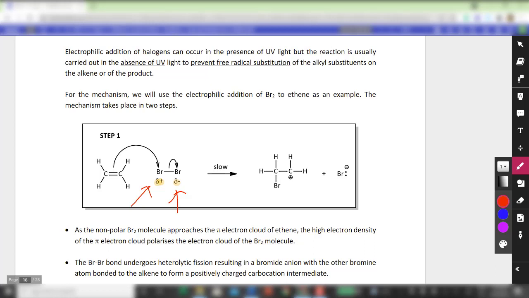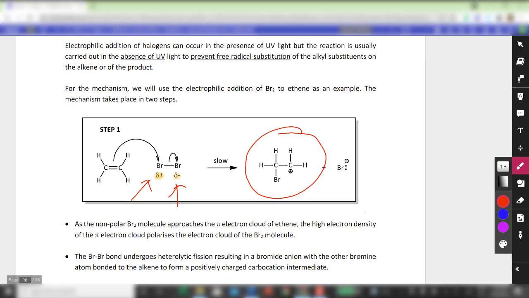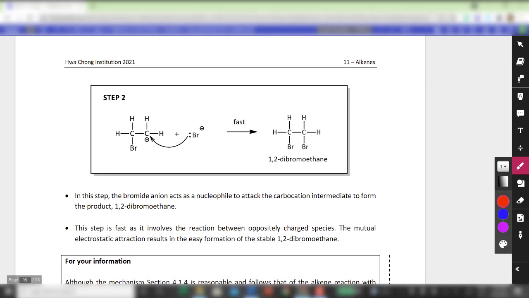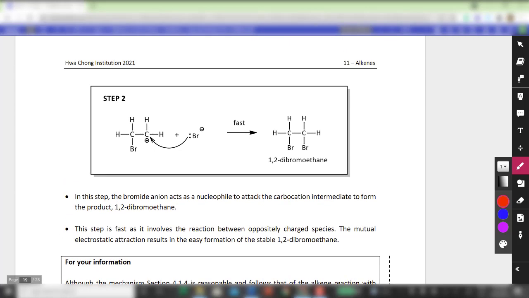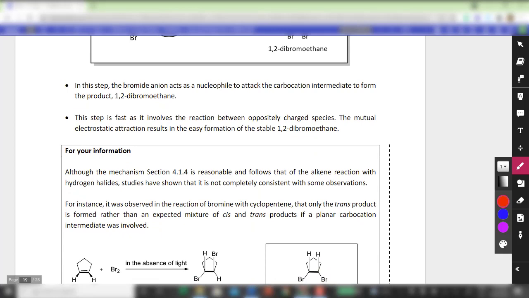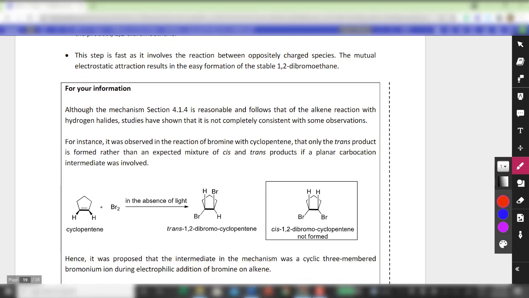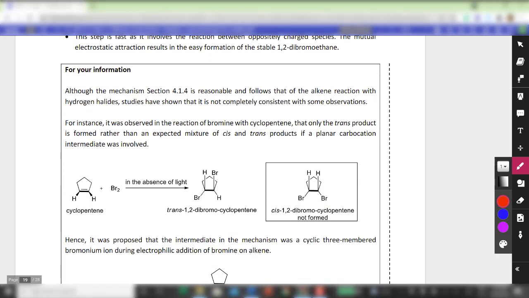Again, it will generate this carbocation. And then similarly, the fast step involves the bromide approaching the carbocationic carbon. Some of you might read a little bit more. It's worth mentioning that a lot of research has been done on electrophilic addition, because all these are very old chemistry. They were usually done in the 1940s, 50s, and 60s.